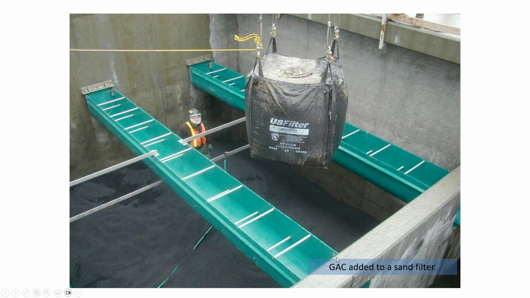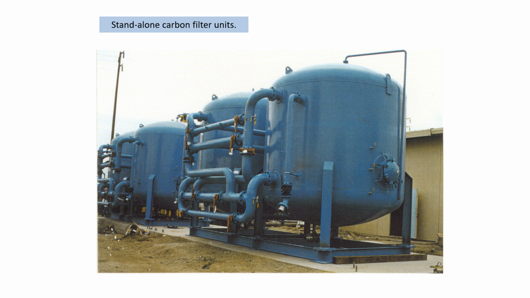So here's a look at how they're adding the granulated activated carbon to a sand filter, and it's less dense than sand grains, and so it would typically be the top layer in a sand filter. And here you can see these are the troughs that are used during the backwashing process to capture the water that's going to be wasted during the bed fluidization. Here's some standalone carbon filter units.